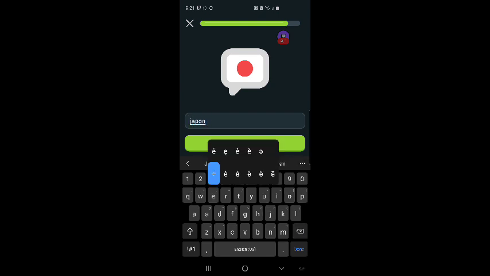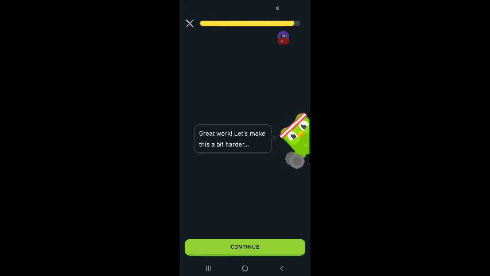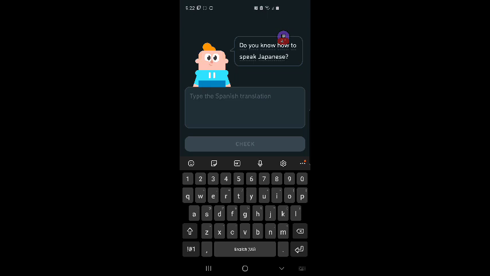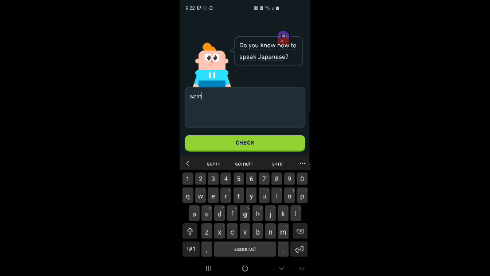Japonés. So hard. Great work. Let's make this a bit harder. Do you know how to speak Japanese? Sabes. Tú sabes. Hablas. Japonés. No. Sabes hablar. Japonés. Sabe. See, I was right. You can say tú sabes.